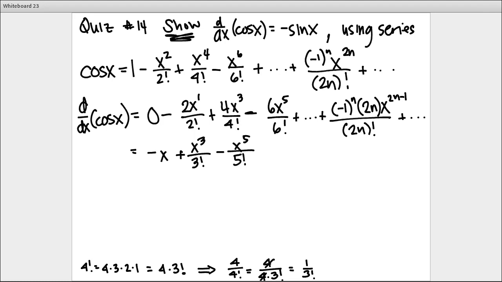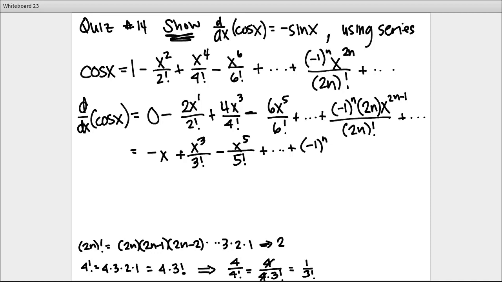And then a minus x to the 5th over, same reasoning, the 6 cancels, you're still left with 5 factorial. And then what to do with this general term? Well, I've got the same thing, again, I'll do this down here too. 2n factorial would be 2n times 2n minus 1 times 2n minus 2, all the way down until you got to 3, 2, 1, right?